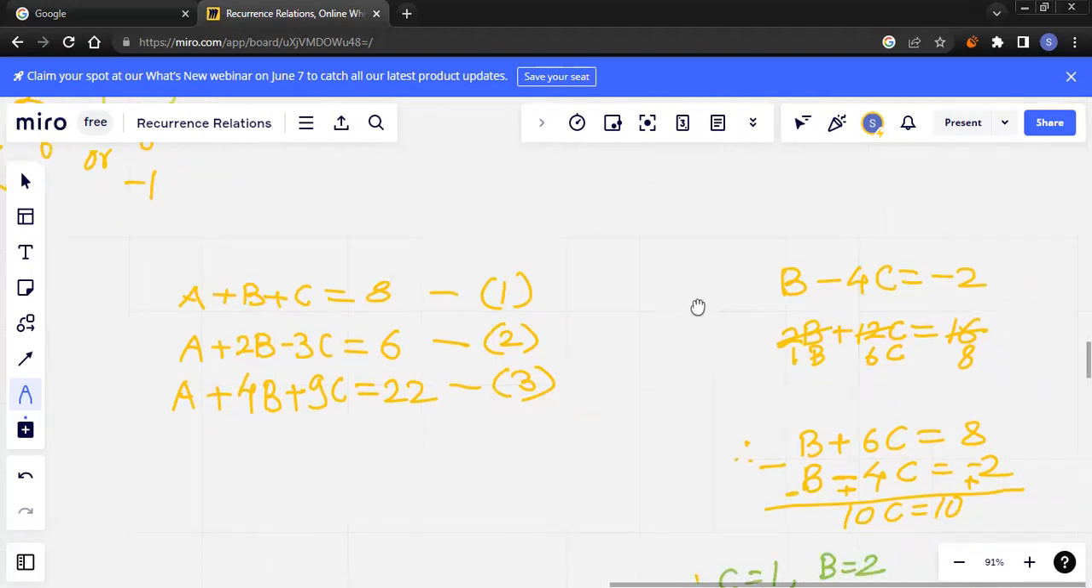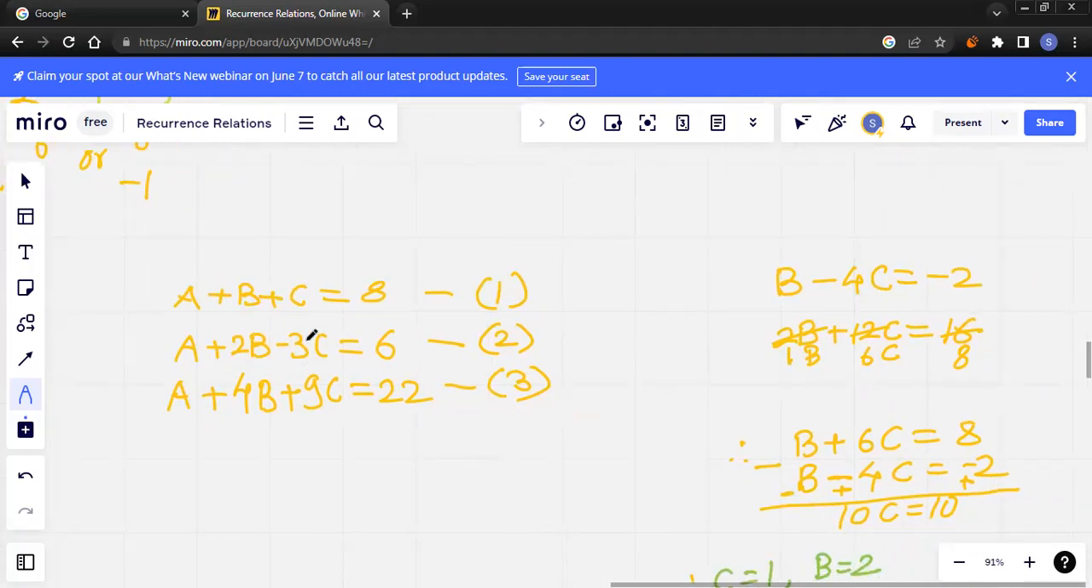Now what we'll do is, from the second equation let us subtract the first one. If I do so, a minus a is cancelled. 2b minus b gives me a single b, and minus 3c minus c will produce minus 4c. The right side will be 6 minus 8, so minus 2. So it is so simple. What we got is b - 4c = -2.